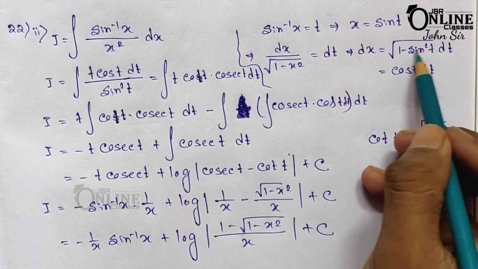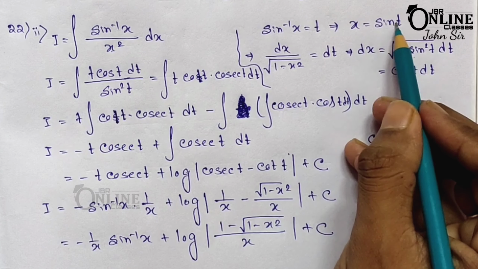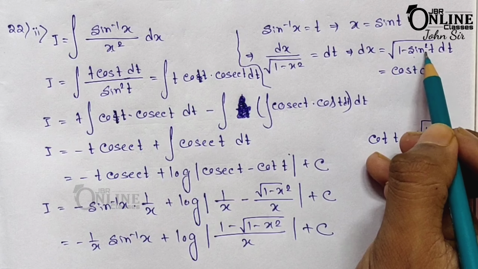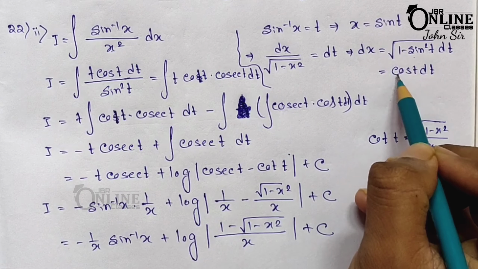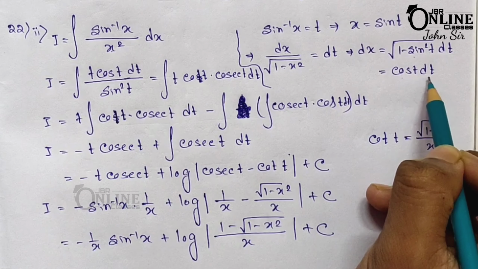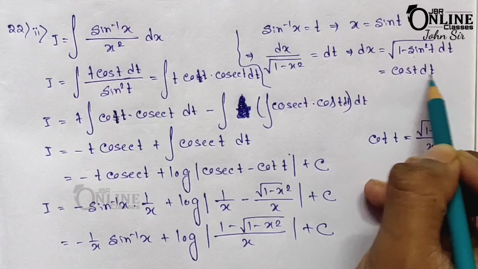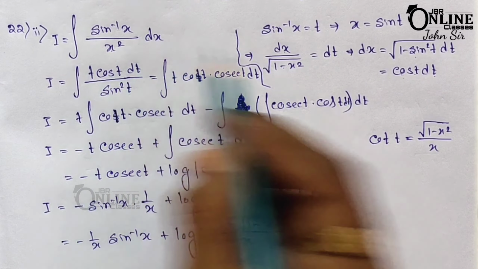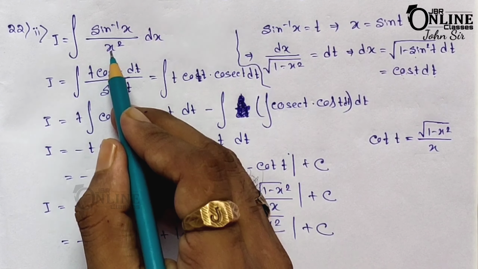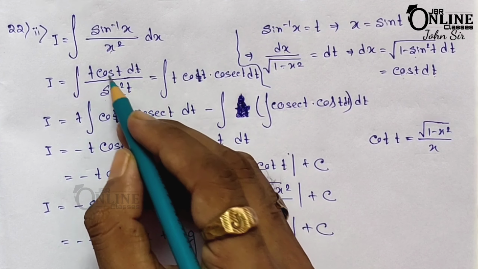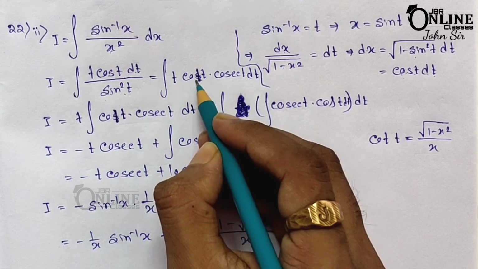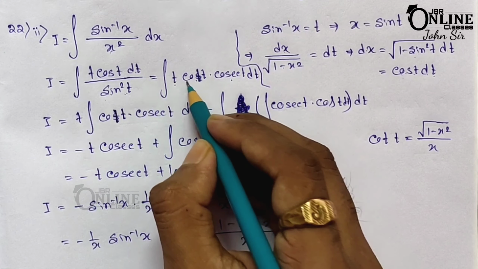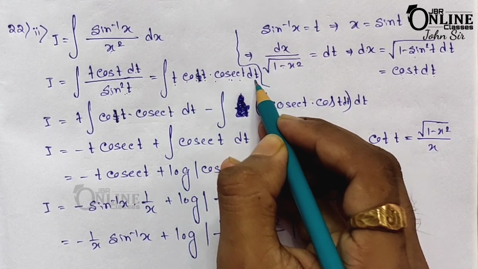Now here dt into this one, as x square means sin square, so root over 1 minus sin square t dt. Now you know that 1 minus sin square t equals cos square t. So root over cos square t equals cos t. So cos t dt, that means dx equals cos t dt. So now integration t, and dx equals cos t dt, here x square means sin square t. So now cos t by sin t equals cot t, and another 1 by sin t equals cosec t. So t cot t cosec t dt.